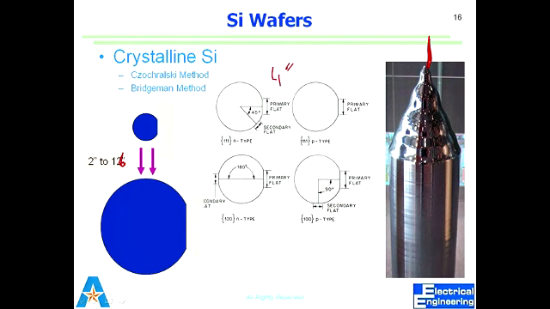So there are two ways we make crystalline silicon. One is called the Czochralski method. The other is Bridgman, or moving zone. We'll see what that is called. Forgetting the name. But remember the flats.